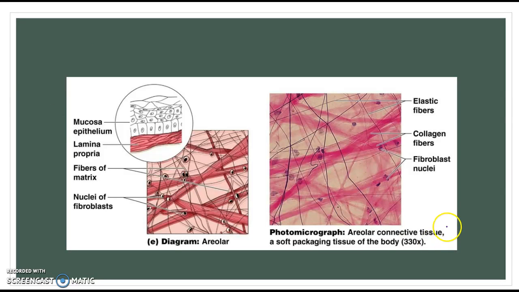So here's a picture of areolar connective tissue. It's really important to know what everything looks like. So here are some collagen and elastic fibers. You're going to have some reticular fibers in there too. And then these really dark spots here are going to be your actual fibroblasts, so the actual cells making all these fibers.